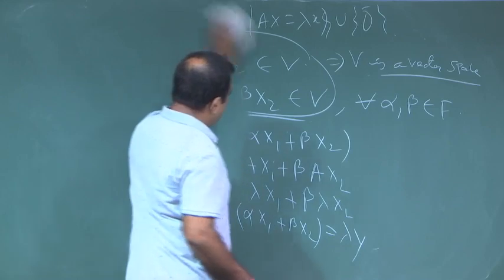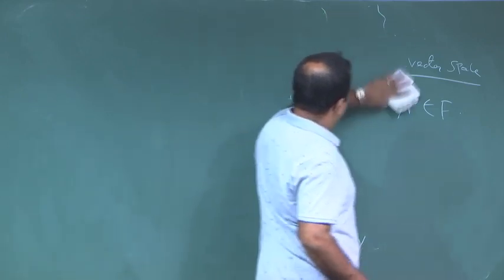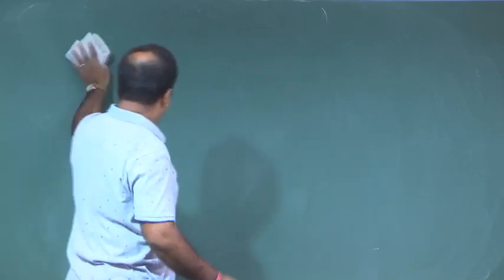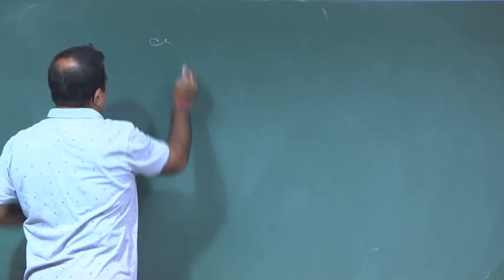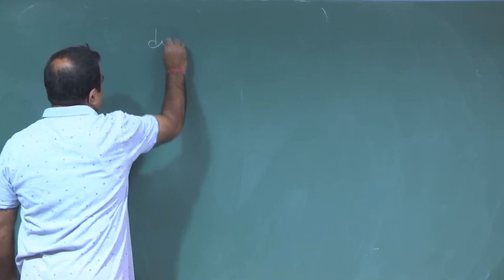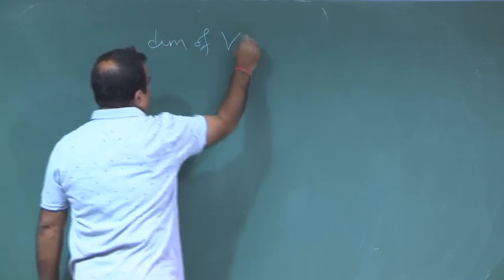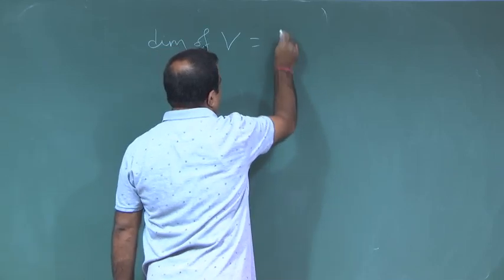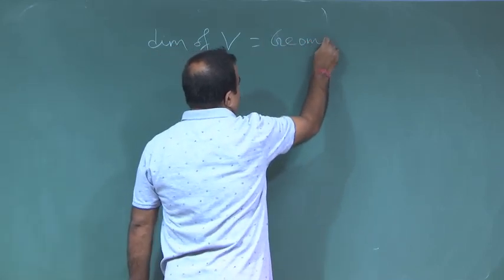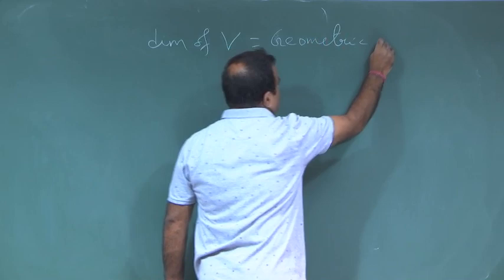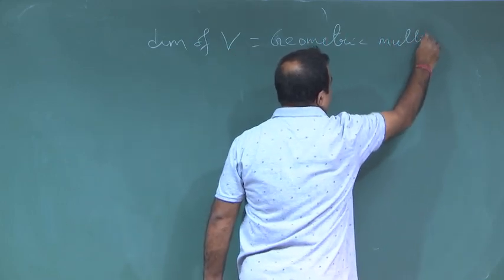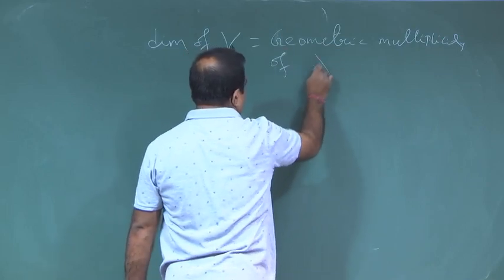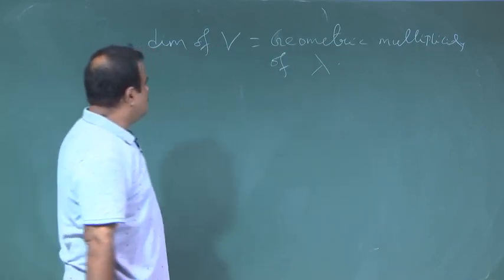So, that is the geometric multiplicity of the eigenvalue lambda. So, the dimension of V is called the geometric multiplicity of lambda. We know the algebraic multiplicity.